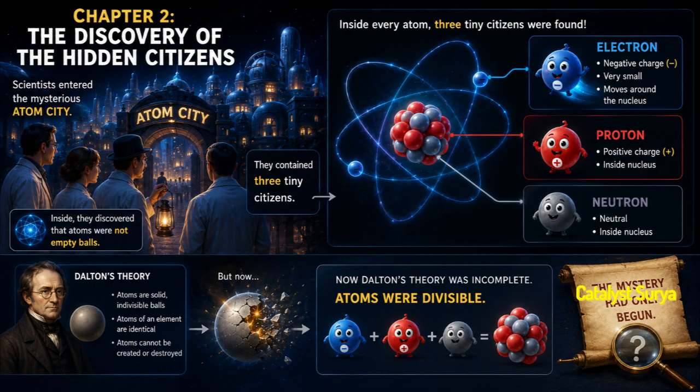The second was the proton, a positively charged particle found inside the nucleus. The third was the neutron. It has no charge at all and also stays inside the nucleus. Now Dalton's theory was no longer complete. Atoms could be divided. The mystery had only just begun.